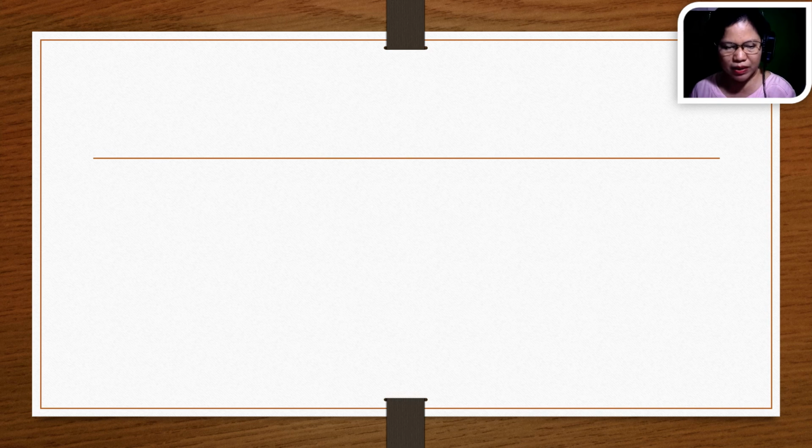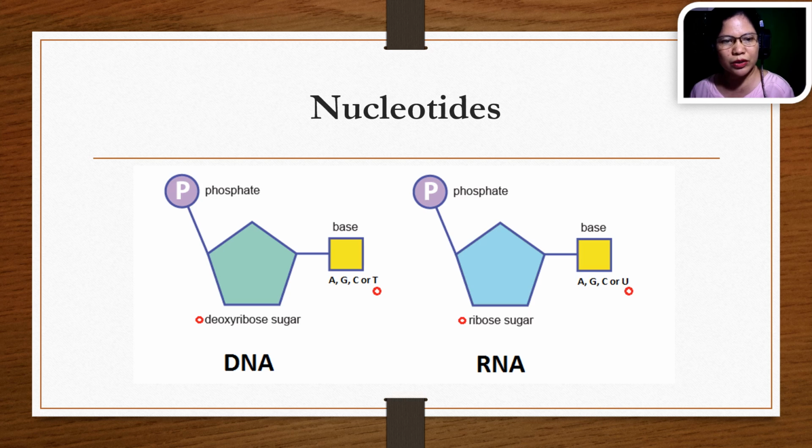Now, what are the different parts of the nucleotide? So the nucleotides of DNA and RNA are here. As the first structure, the DNA contains a deoxyribose sugar, a 5-carbon sugar. Then you have the phosphate and the nitrogenous base. Same with RNA. For RNA, it has a ribose sugar, a 5-carbon sugar, and a nitrogenous base of adenine, guanine, cytosine, and uracil, and also the phosphate group.